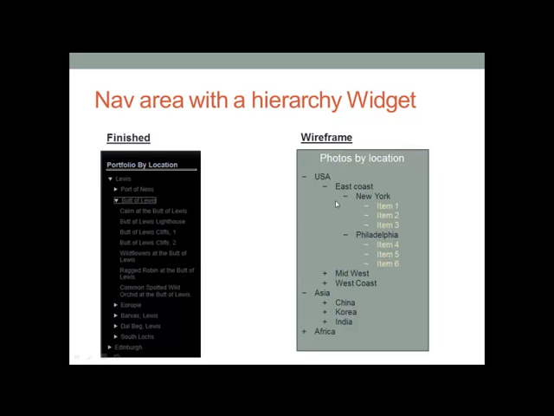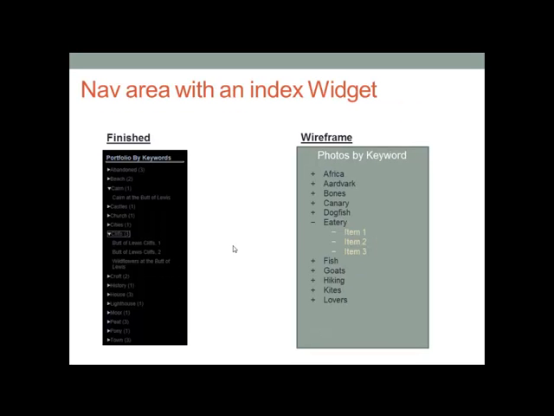It's a hierarchy for our purposes if it has at least two levels. Now, I don't count the title. Photos by location is not a level of the hierarchy. USA is the first level of the hierarchy. Okay, so that's what you should do in order to make sure that your hierarchy fits my criteria. Okay, now we can look at an index, and notice the index actually sort of looks like a hierarchy, but notice only one level in the index, and that's why it's not a hierarchy.